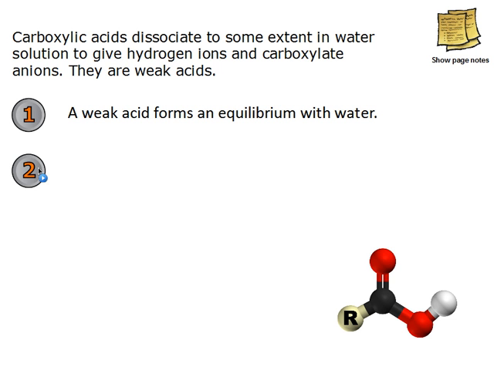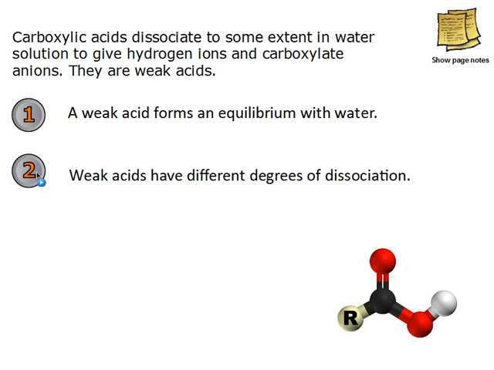Okay, and what we need to remember there is that not all acids are the same. They have different degrees of dissociation, so that means that different amounts of hydronium ions are formed with different acids. So they're not all going to end up with the same pH. But the pH will still be below 7.